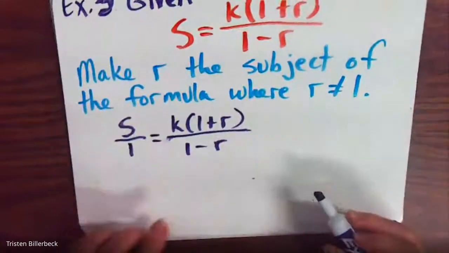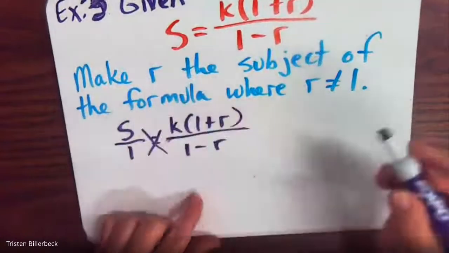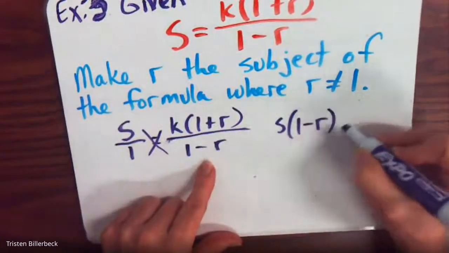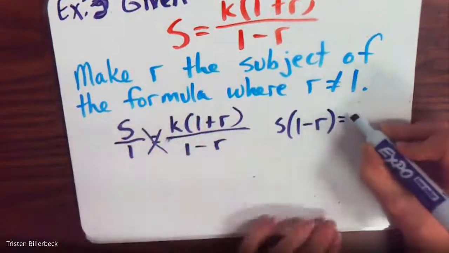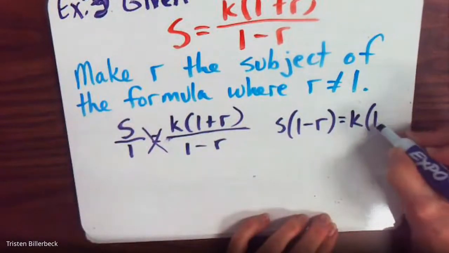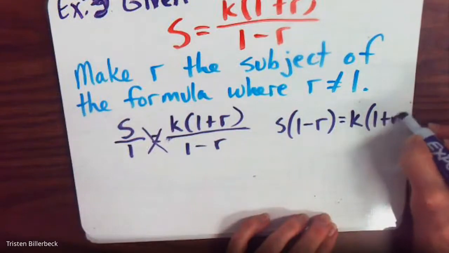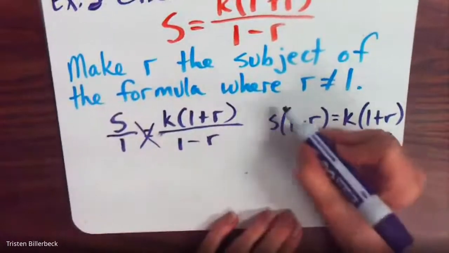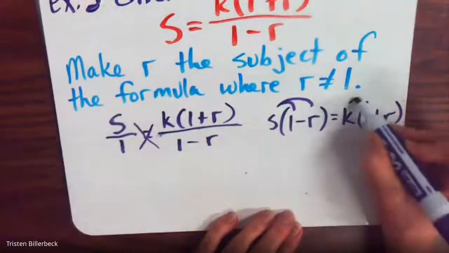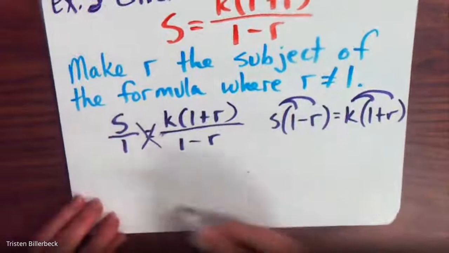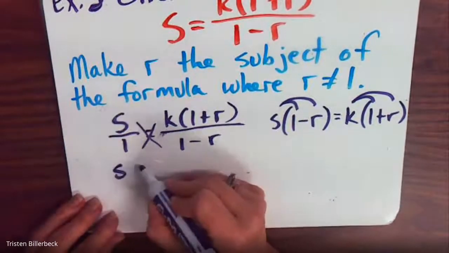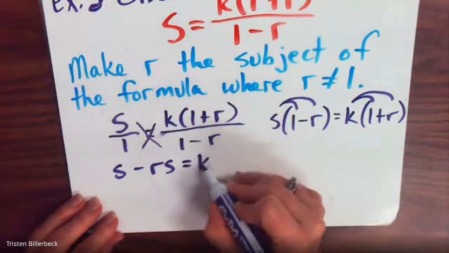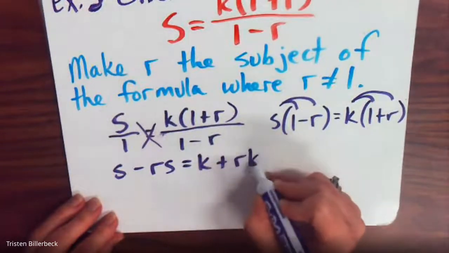Okay, so we're going to do a cross multiplying. So we have S times 1 minus R, and then 1 times that is just itself. 1 K times 1 plus R. Okay, so we are trying to get R by itself. So it's on both sides, which is going to make it interesting. So we distribute. So we have S minus RS equals K plus RK.